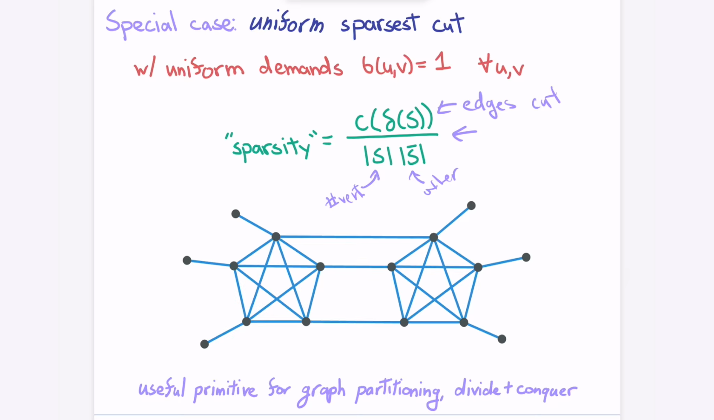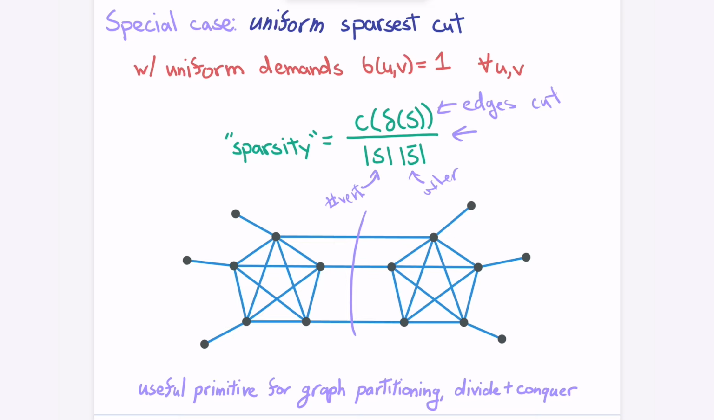Okay. So in this kind of toy graph, what would be maybe a good sparse cut? Yeah, so something like this. Okay. And as it turns out, being able to do this well is a very useful primitive for any number of problems.